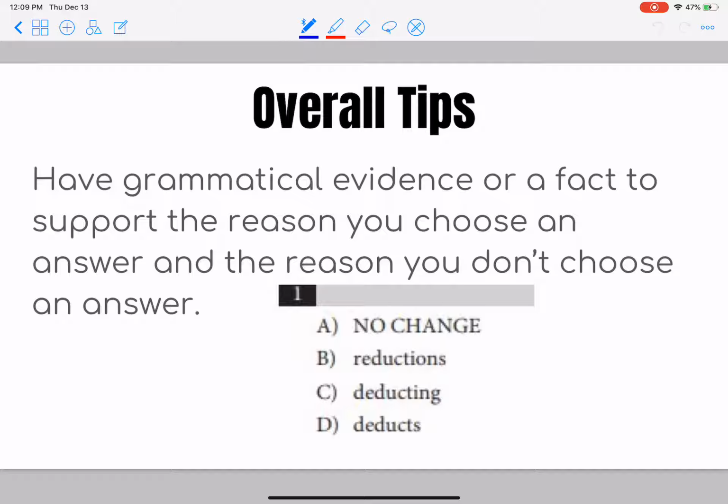But it looked like it made sense. If it was true, it would have made sense, but it wasn't true. So it wasn't accurate, so then it's not the right answer. This makes even more sense when it's math or other subjects, but it also works with writing. So make sure that you always have grammatical evidence.